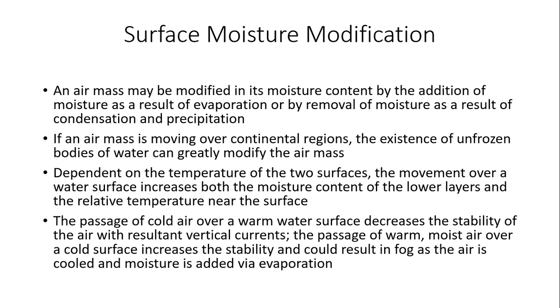Water will definitely add moisture to an air mass moving over a water surface, but you also have to think about the temperature. Water has more of a modifying characteristic on temperature. So the passage of cold air over warm water is going to decrease the stability of the atmosphere. You're going to get a lot more rising vertical air currents.